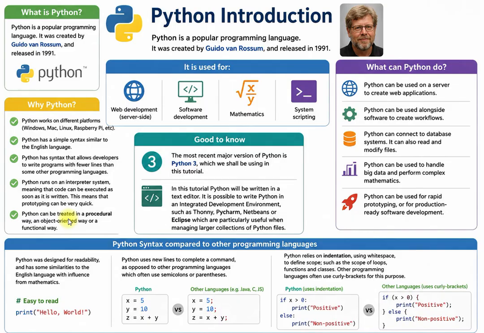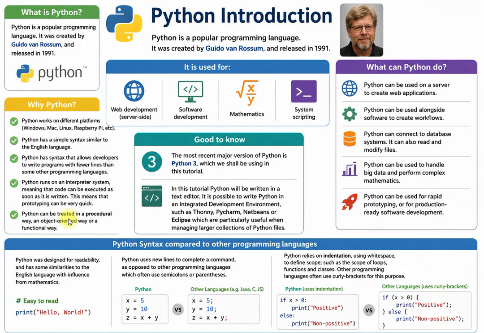Python has a simple syntax similar to the English language. Python has syntax that allows developers to write programs with fewer lines than some other programming languages. Python runs on an interpreted system, meaning that code can be executed as soon as it is written. This means that prototyping can be very quick. Python can be treated in a procedural way, an object-oriented way, or a functional way.